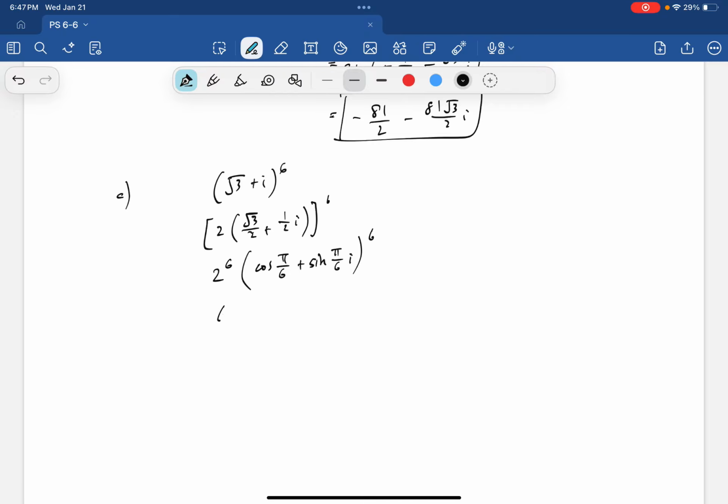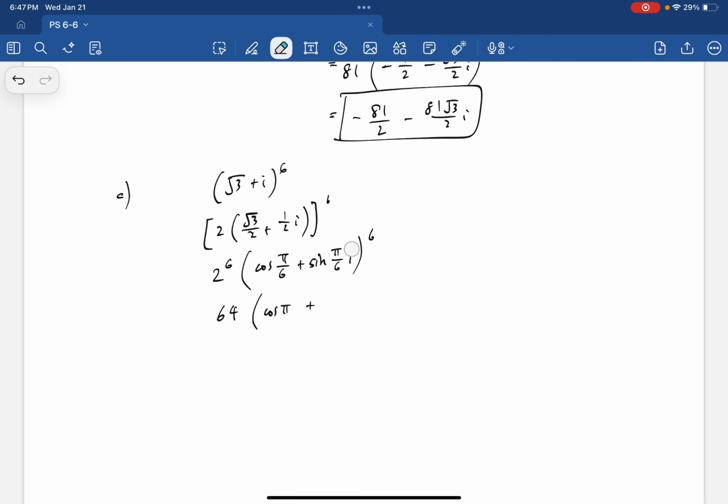And then this is something we can use de Moivre's theorem for, which gives us cosine pi plus i sine pi, which is -1. So we get -64.